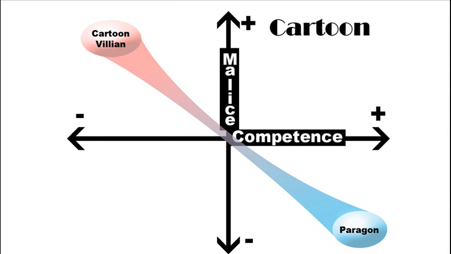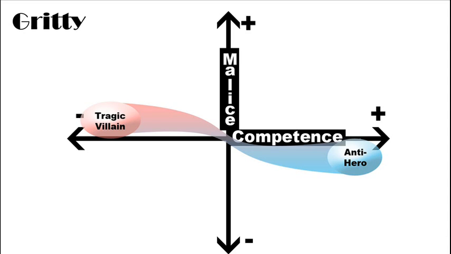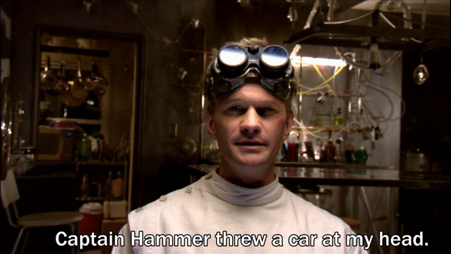On the other end of the spectrum, if we have high malice difference and high competence difference, you have a character that is a cartoon villain chewing the scenery versus a paragon of virtue. This is your standard Saturday morning cartoon vector. If the competence differences are quite skewed in the hero's favor, but the malice differences are not, then you have a vector for the tragic villain versus the anti-hero. This is your tragic villain vector.